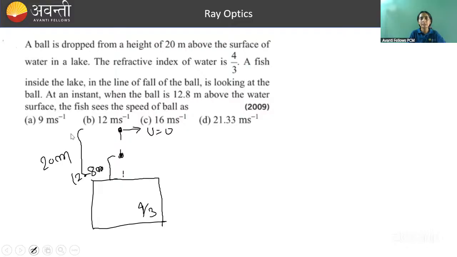ठीक है. तो सबसे पहले अगर आप यहाँ पे लिखोगे V real by V apparent. Formula कैसे लिखोगे? So who is the object here and who is the observer? The object is the ball. So the object is in which media? In the air. And where is the observer?